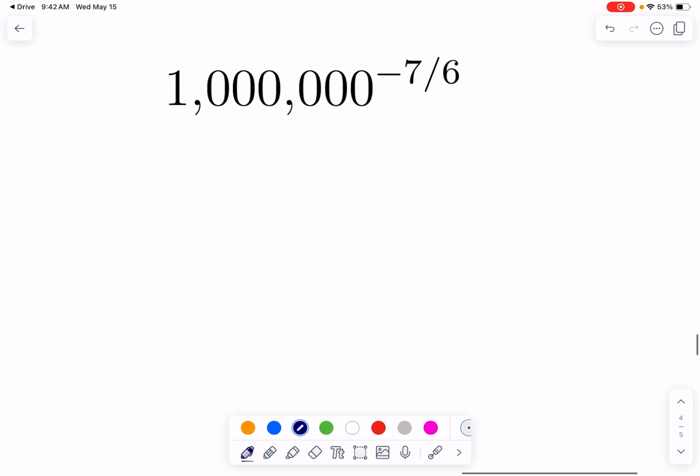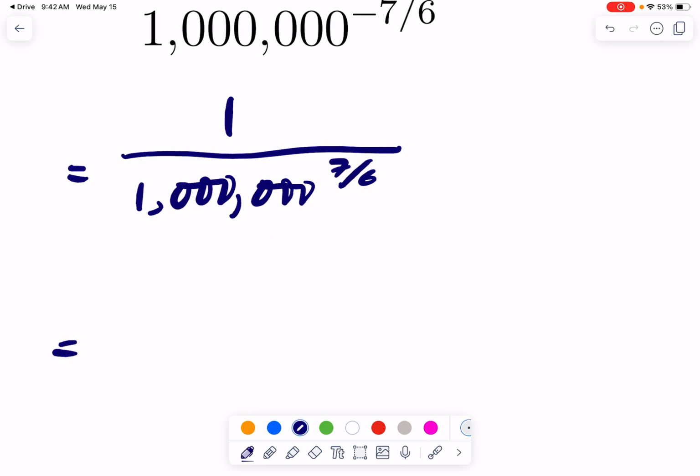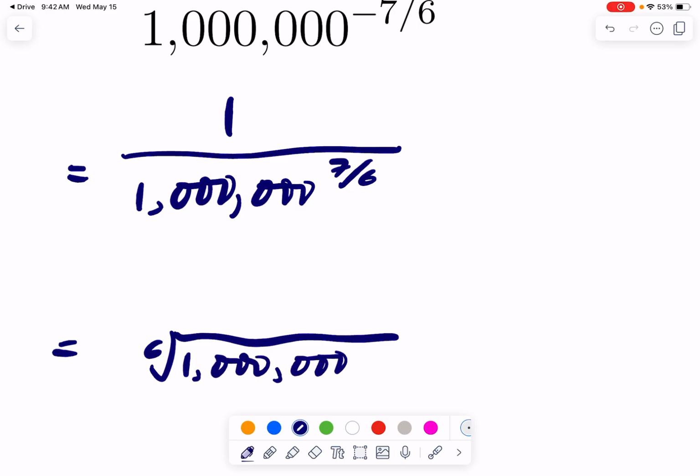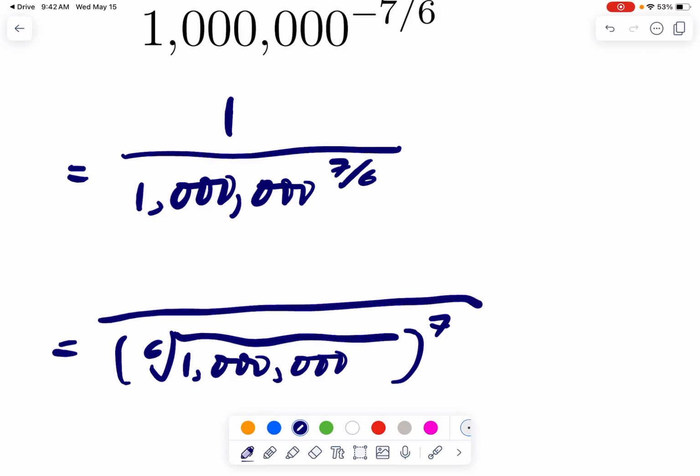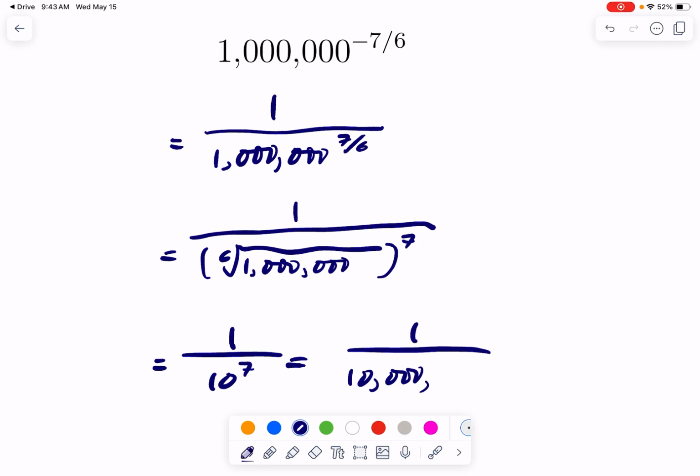For this example, right off the bat, we'll notice it's negative, so let's just write it as 1 over the corresponding positive power. So 7/6 power means I'm taking a sixth root of 1,000,000, and I'm raising that to the 7th power. And all of this is in the denominator of a fraction. This seems exotic, but if you pause for a moment, you will realize the sixth root of 1,000,000 is just 10. So this is 1 over 10 to the 7th, and 10 to the 7th is just a 1 with 7 zeros after it, which is 10 million.